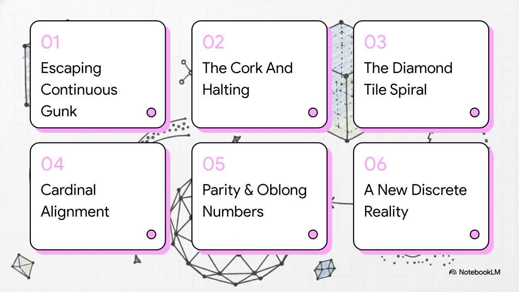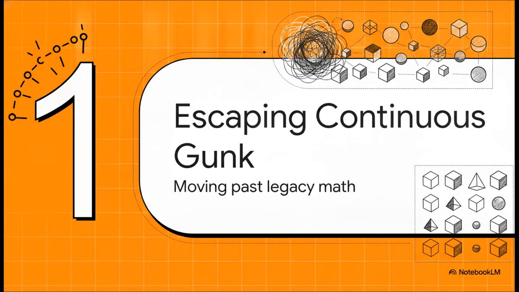Here's our step-by-step roadmap for unraveling all of this. 1. Escaping continuous gunk. 2. The cork and halting. 3. The diamond tile spiral. 4. Cardinal alignment of squares. 5. Parity and oblong numbers. And finally, 6. A new discrete reality.